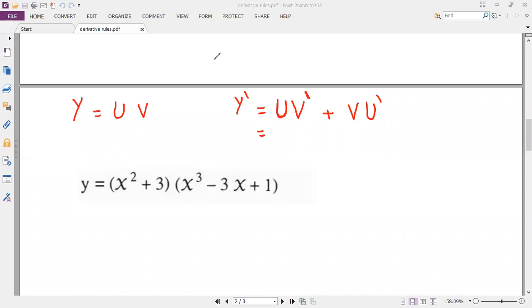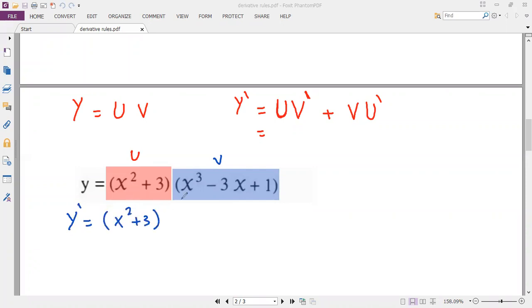And here I have two functions. Let's consider x to the power of 2 plus 3 as u here. And the second function is x cubed minus 3x plus 1, which is v. So what is y prime in this case? Write u as it is, multiplied by the derivative of the second function.